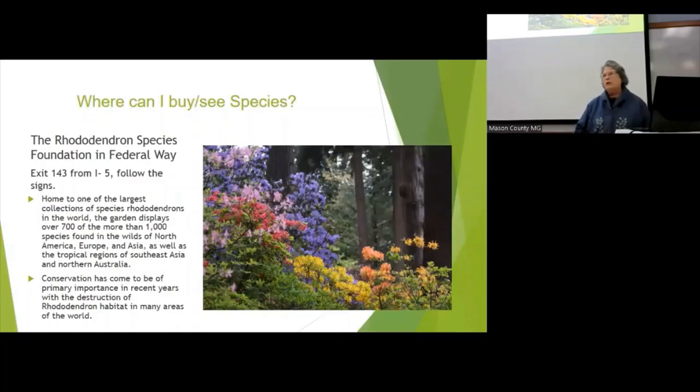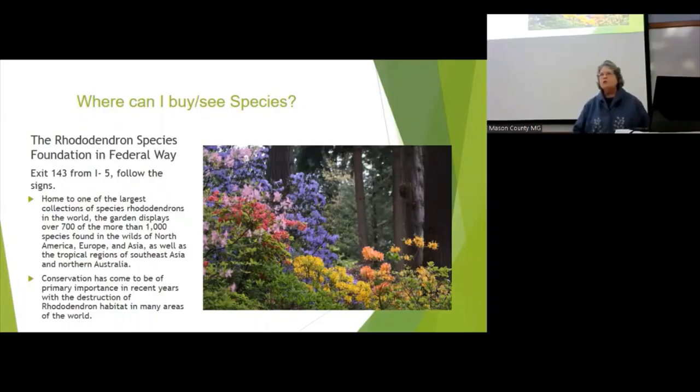Okay, now species rhododendrons. Where can I buy and see species rhododendrons? We are so lucky in this part of the world because we live pretty much right down the road from the Rhododendron Species Foundation in Federal Way, which if you take I-5, it's actually at exit 143, and then follow the signs. It is the biggest display garden of species rhododendrons, I think, in the world, certainly in the United States. It's a fabulous place. If you haven't been there, it's definitely worth a visit any time of year.